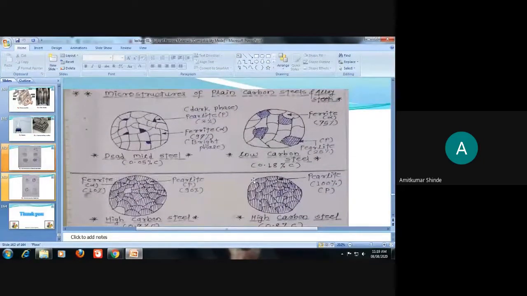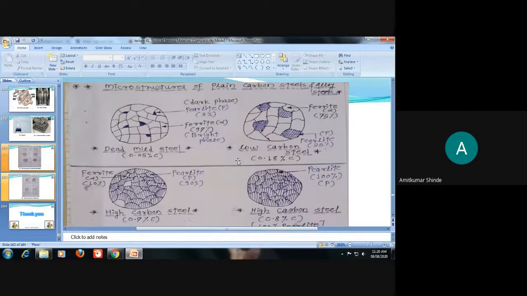Now these are the microstructures of the steels. In these first two diagrams, these are low carbon steels. Here in brackets, I have mentioned that carbon is present in a very small amount, 0.05%. Whenever the carbon percentage is very low, its microstructure will appear like this.